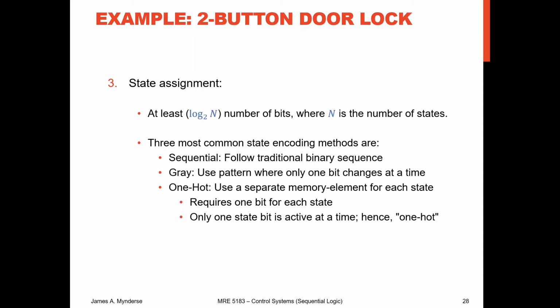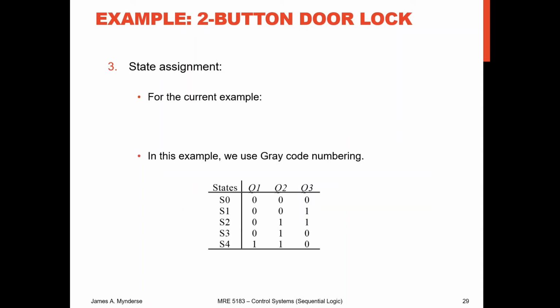The one-hot sequence says I'm going to have 1 bit for every state that I want. It requires a little bit more hardware, but it's very easy to deal with. It's really up to you. It's a design problem. You can choose whichever one you want. In this particular case, n is 5, so we need log base 2 of 5, which is 3 bits. If we use gray code, then we're going to have states S0 through S4.